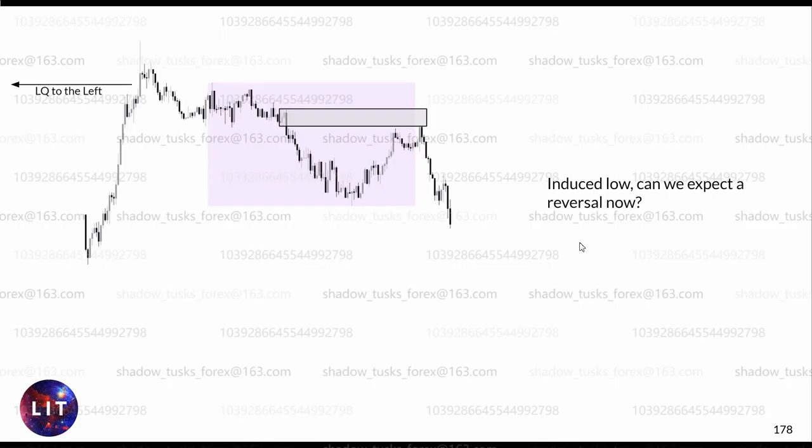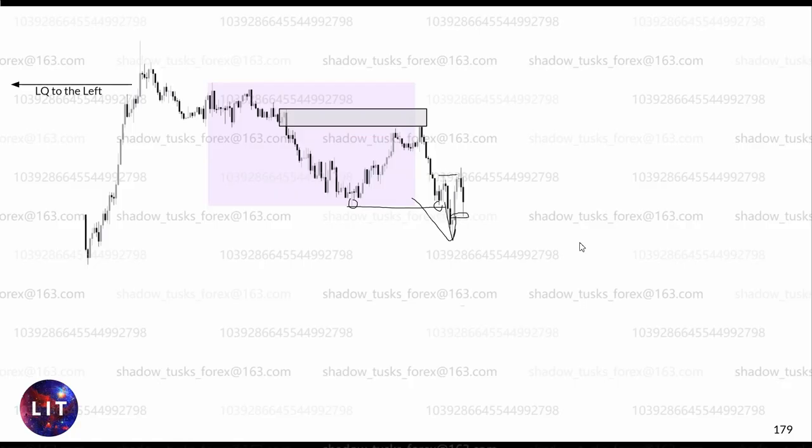We don't know at this point. If you just put it like this, okay, we got a minor inducement. That's our build-up. Minor inducement. And what's going on here? What is going on here?